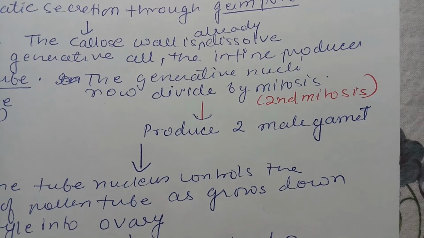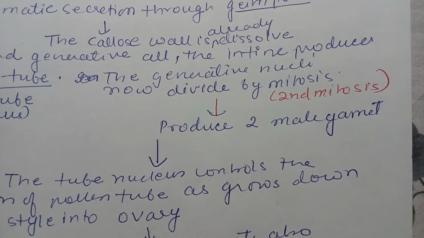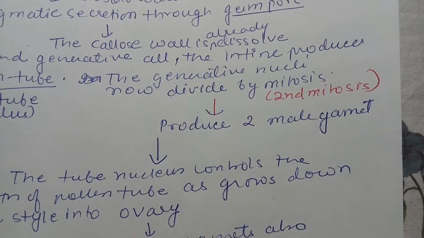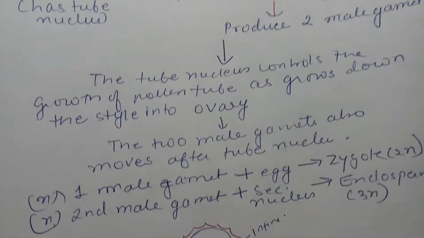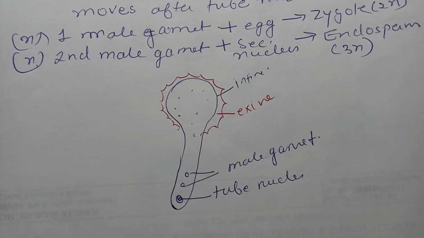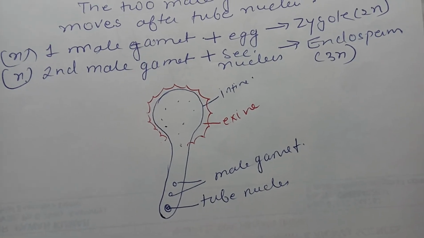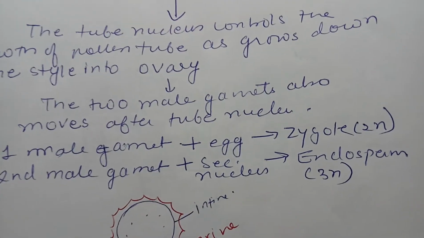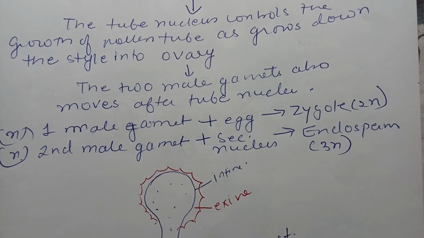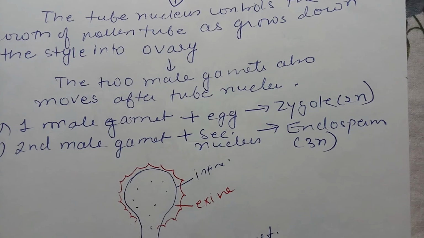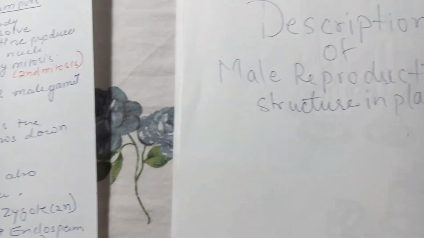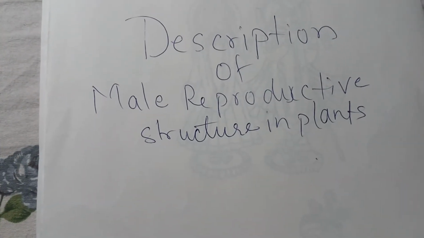Whereas in the generative nucleus, the second mitosis occurs, and it produces two male gametes. Now these male gametes follow the tube nucleus, and they reach the egg apparatus or female reproductive part of the flower. After they get there, one male gamete fuses with the egg and results in the formation of zygote. The other male gamete fuses with the secondary nucleus and results in the formation of endosperm. So this completes the description of male reproductive structure in plant. Thank you.